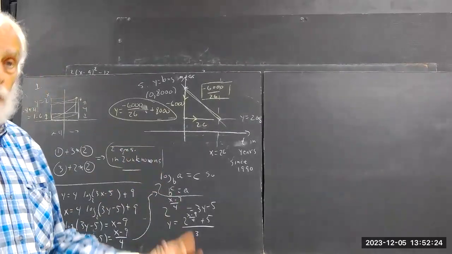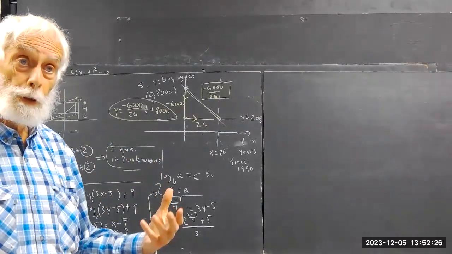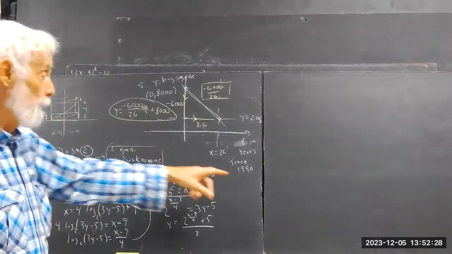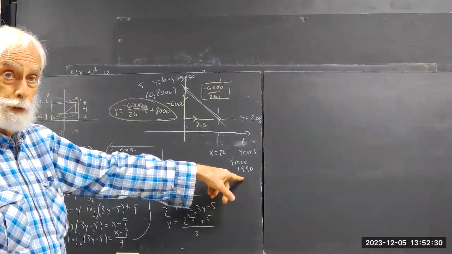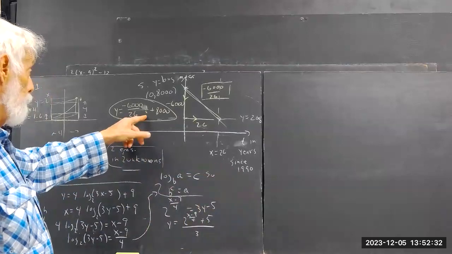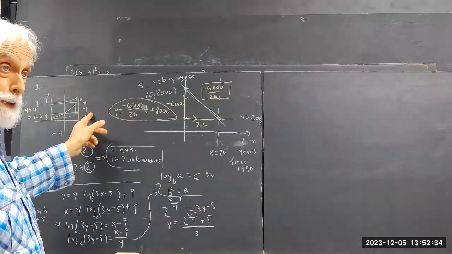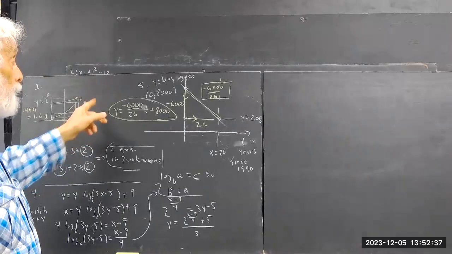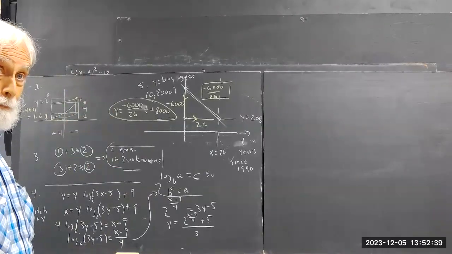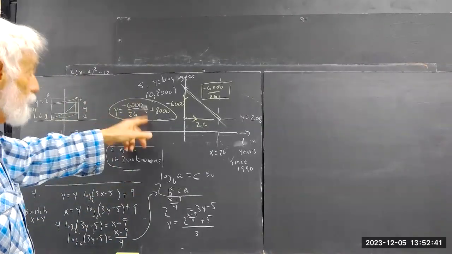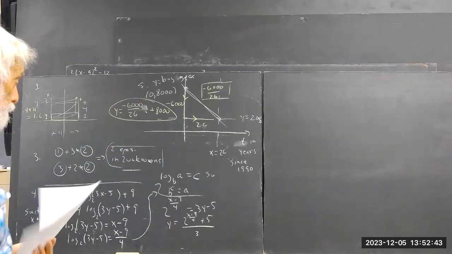So if I ask you how many bugs in 2003, well, that would be t equals 13 because 2003 is 13 years after 1990. You plug in 13 for t and you get the number of bugs. If I ask you when the number of bugs is down to 3,000, you plug in 3,000 for y and solve for t. And those are easy solutions.